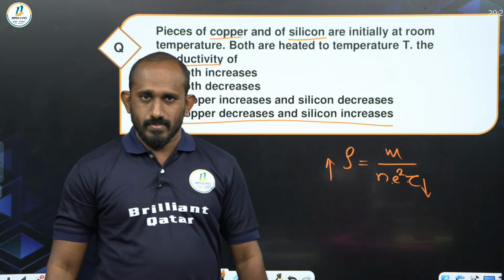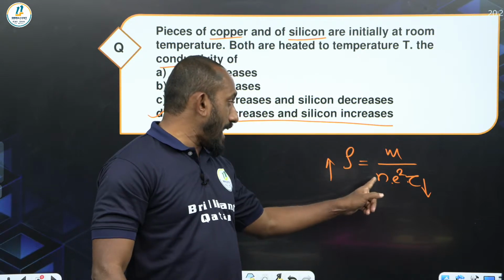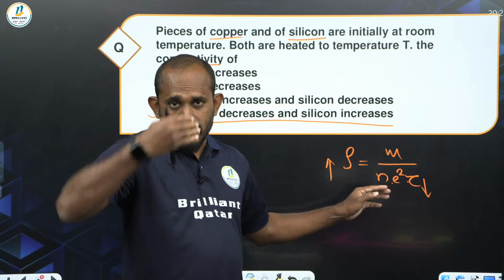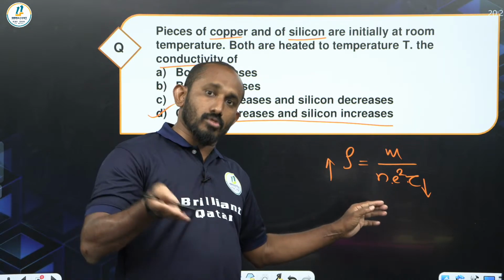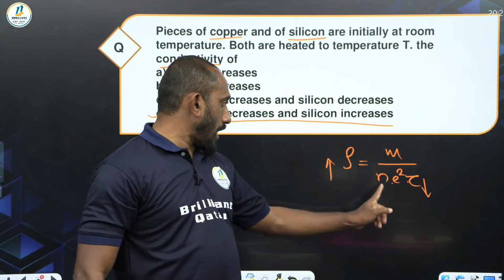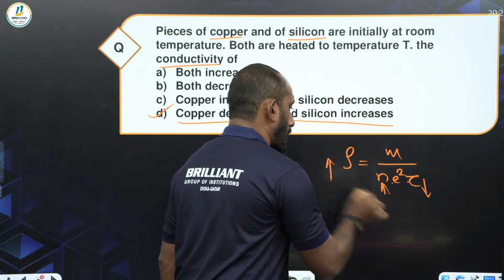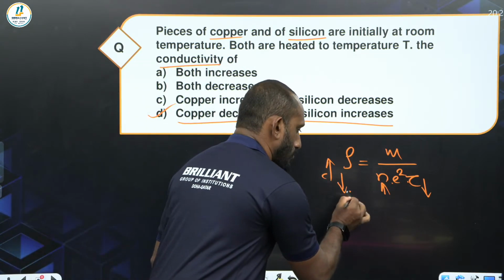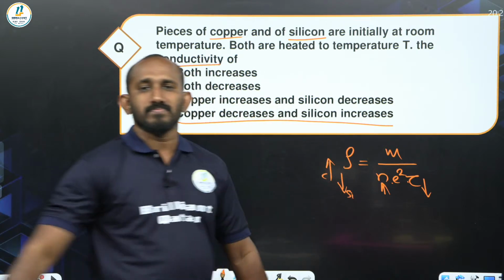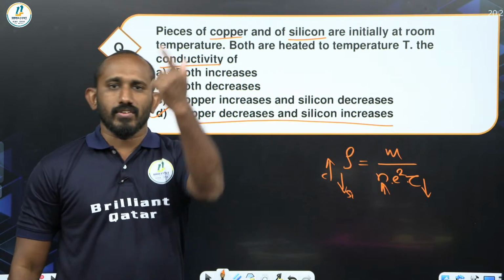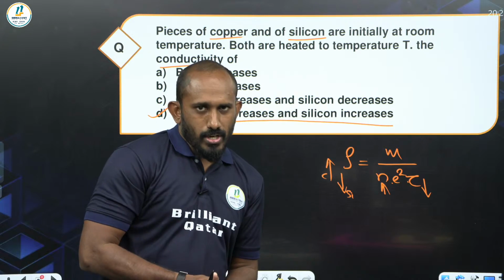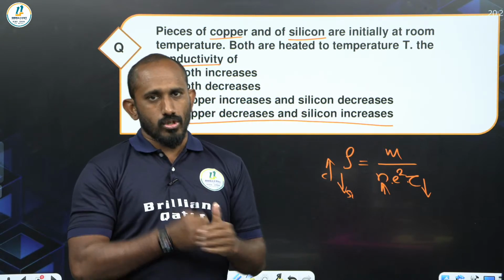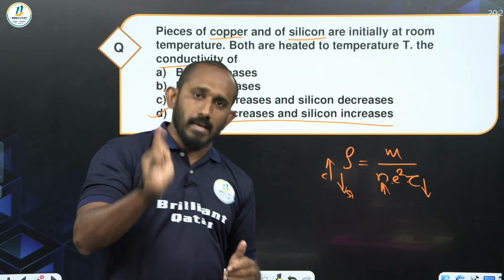So it will be up for conductors. And for semiconductors, what happens? This n will increase, so the number of charge carriers will increase to multiple times if temperature increases. As n increases, this becomes up, so rho will decrease for semiconductors. So this is for conductors, this is for silicon. So resistivity decreases, the conductivity increases. This is the theory behind it. Hope you got it. So this concept is linked with the current electricity chapter also. Copper is a conductor, silicon is a semiconductor.